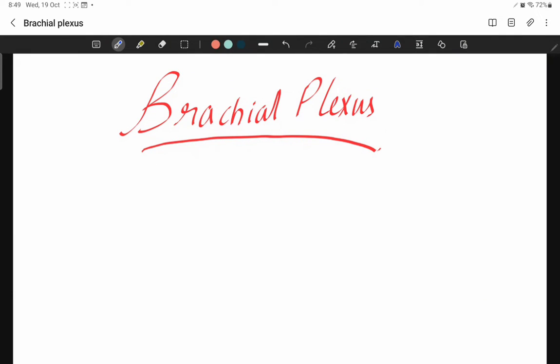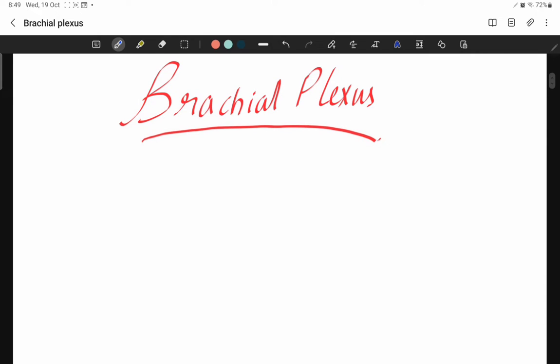Hello guys, today we will be learning about brachial plexus. This might seem difficult but it actually is an easy topic. Okay, so what is brachial plexus? It is actually a plexus of nerves formed by the cervical and the first thoracic spinal nerves.